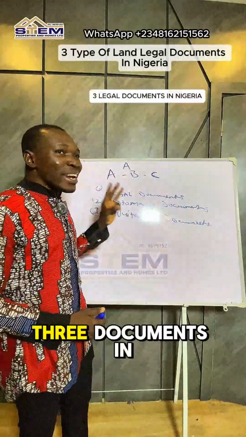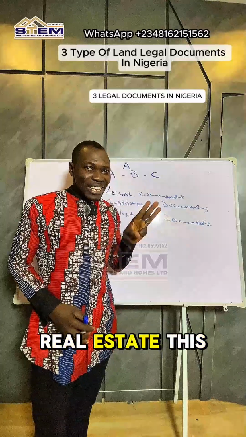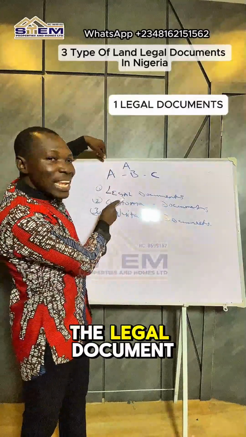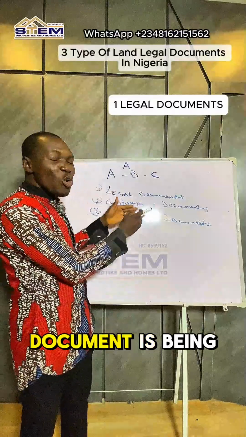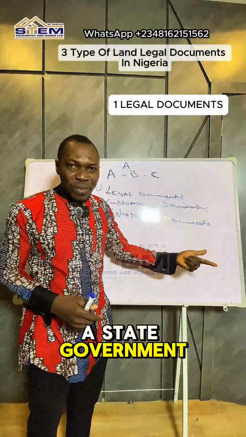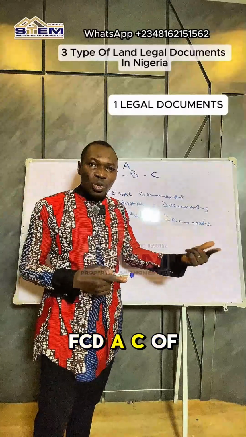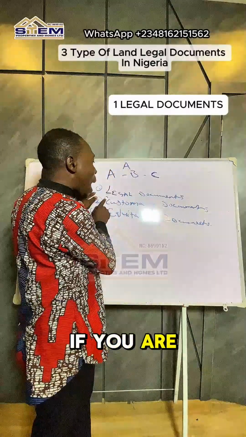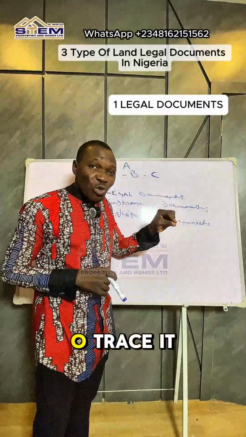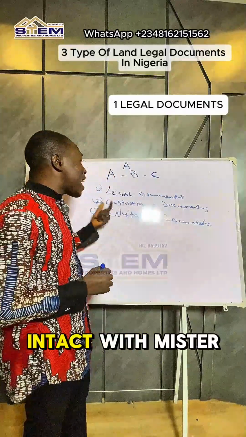And we have 3 documents in real estate. This document, you cannot avoid it. Number 1, we have the legal document, and this particular document is being recognized from the FCDA or a state government. Is your document FCDA C of O or R of O? If you are buying property, if that property is FCDA C of O, trace it. Is it still intact with Mr. A?